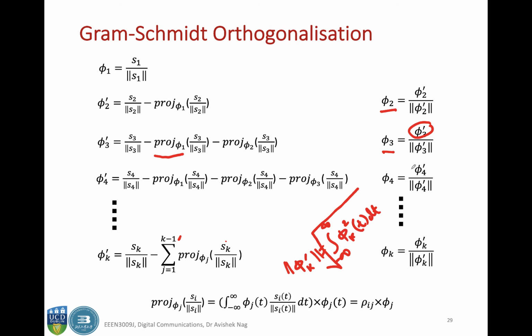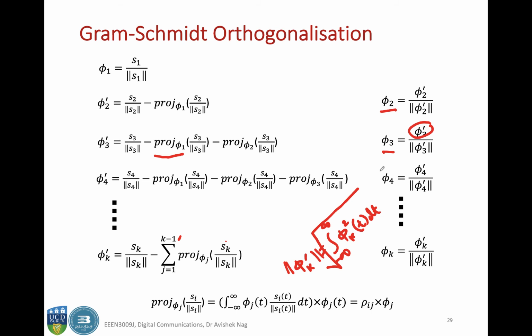When I get phi 4 equal to 0, then I have to stop, and my basis functions are phi 1, phi 2 and phi 3. So 3 basis functions are good enough to represent the set of signals that I have. Generally speaking, if I have any phi k equal to 0, I have phi 1 to phi k minus 1 as the set of complete orthonormal basis functions that can represent the set of signals that I have.